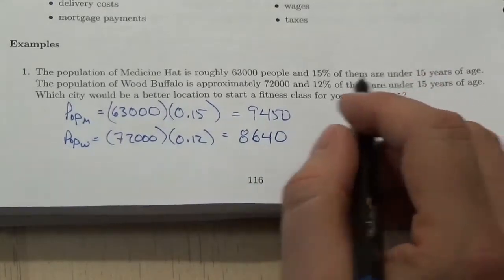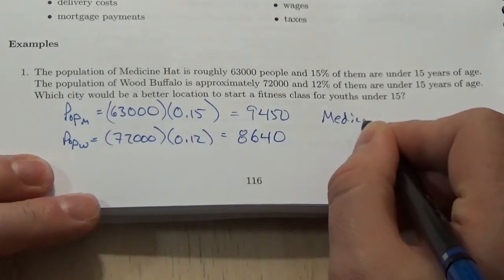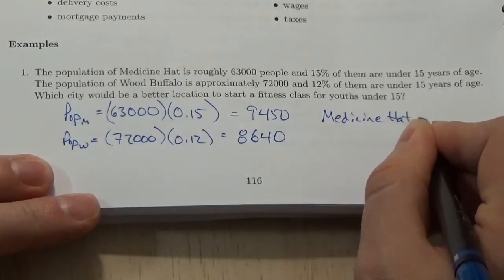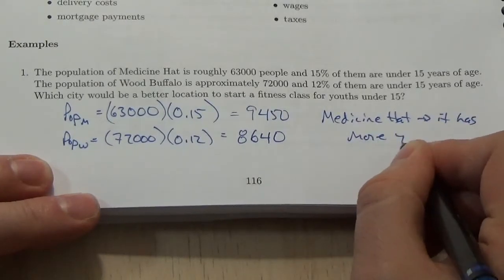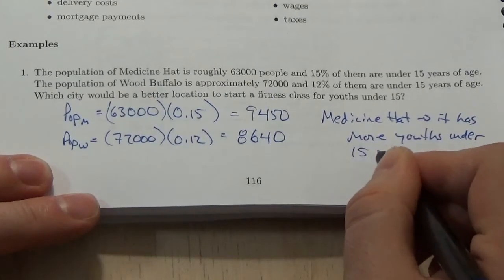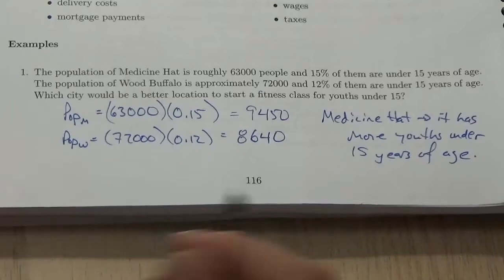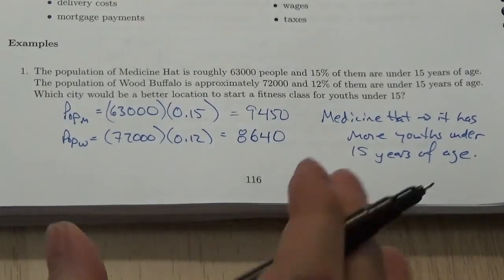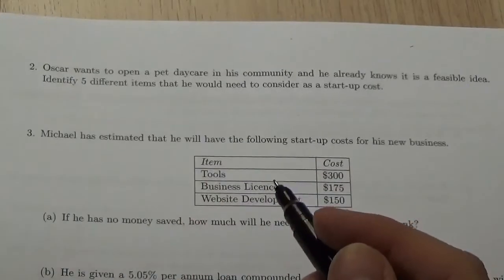So really what this means here, which city would be a better location? Medicine Hat, okay, it has more youths under 15 years of age. And that's why that would be a better place to set up that kind of a program. Your target audience is larger. Okay, so we've got a few questions to go through together here.